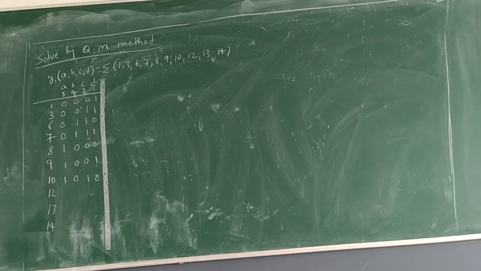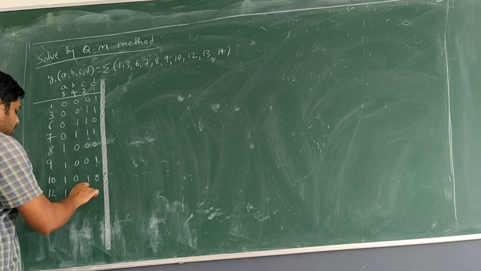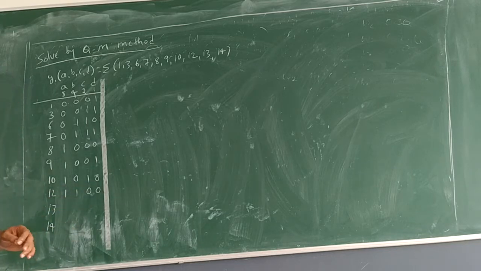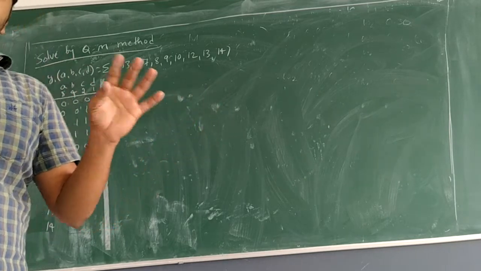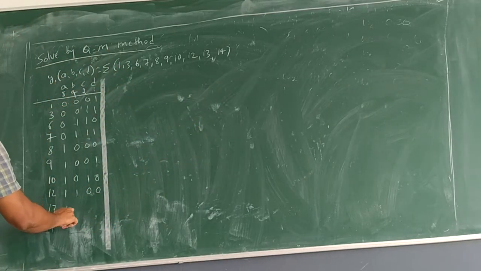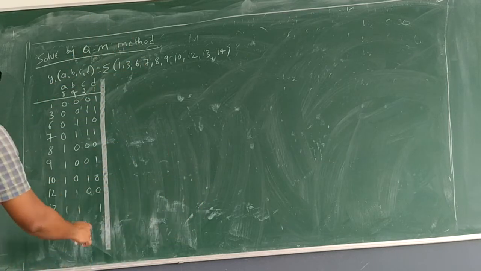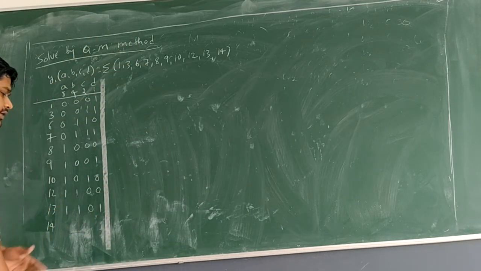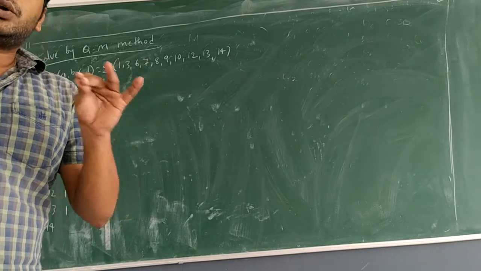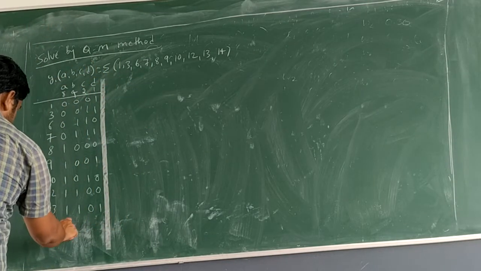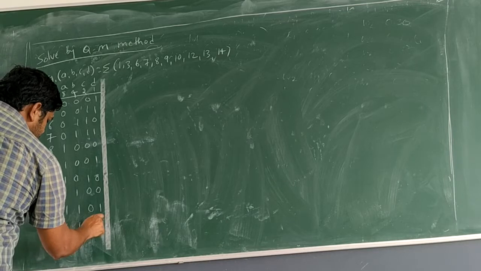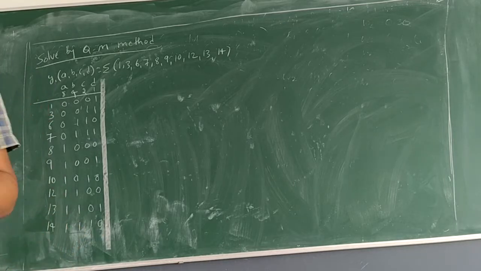So how about 12? 8 plus 4 is 12. 13 is 8 plus 4 plus 1, and 1 means D. Next, 14 is 8 plus 4 plus 2, hence A is 0. That finishes step number 1.